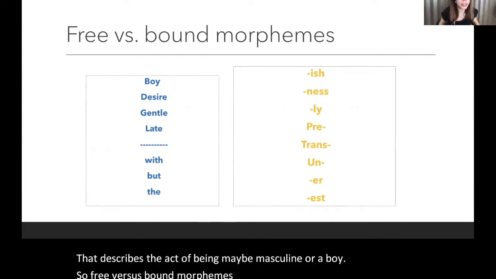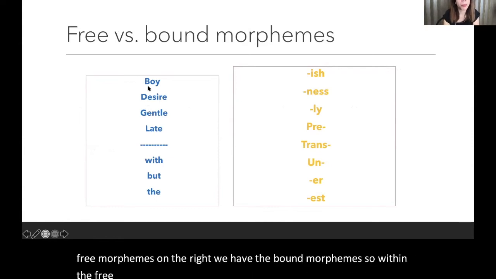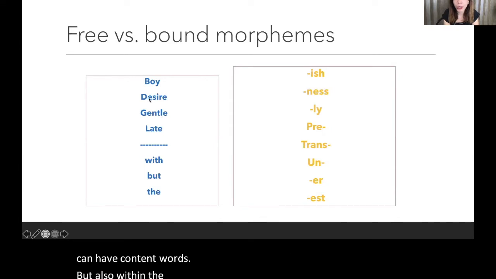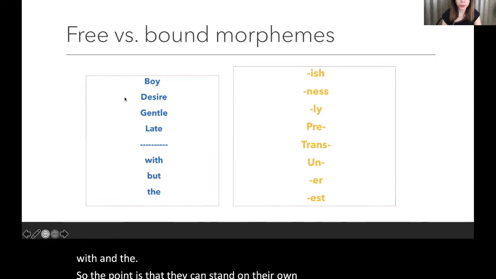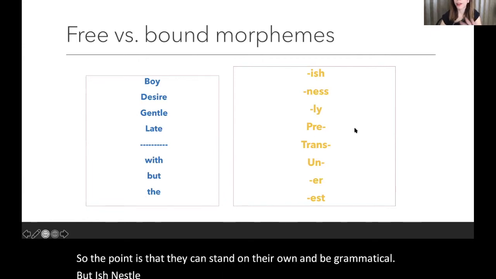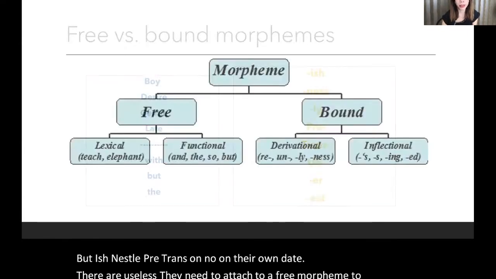In the column on your left, we have the free morphemes. On the right, we have the bound morphemes. Within the free morpheme category, we can have boy, desire, gentle, late. So we can have content words, but also function words like with, but, and the. The point is that they can stand on their own and be grammatical. But ish, ness, li, pre, trans, un, no, on their own, they are useless. They need to attach to a free morpheme to communicate a word or a meaning in a word.